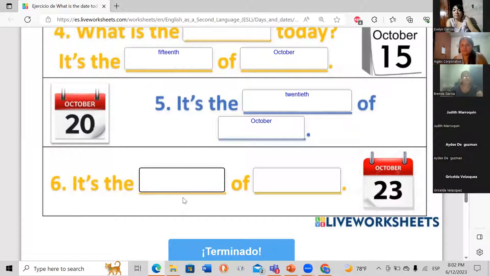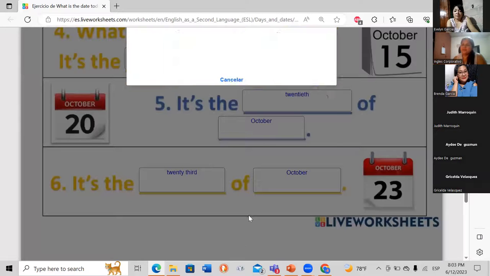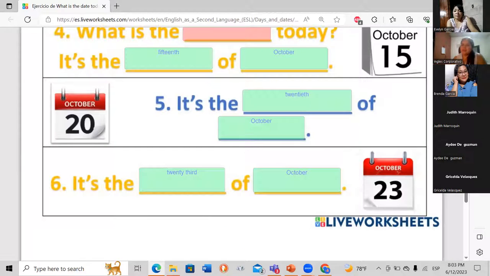It is 23 of October. That says 23 or 23rd. Sure. 23rd of October. It is the 23rd of October. 23rd of October. Okay, let me see if that is okay.